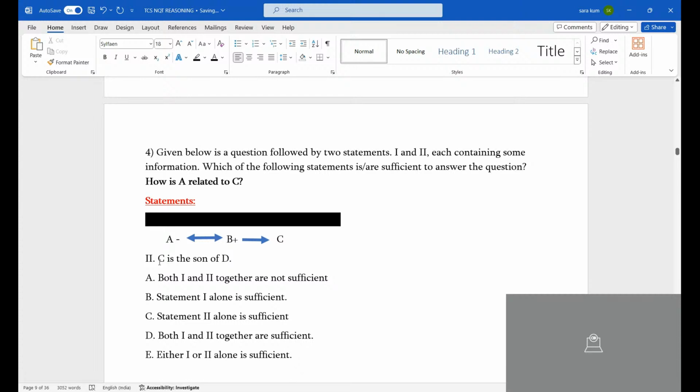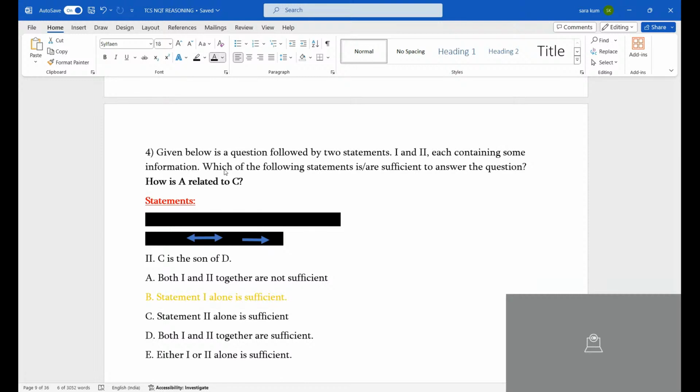So statement two: C is the son of D. Now here you must forget about one. That is the most important thing. Forget about what exists. Just see if this is sufficient. What do you think? C is the son of D. Is this sufficient for you to answer the question? No, right? Because there is no mention of A at all here. Do you see any mention of A here? So definitely this is not sufficient. So statement one alone is sufficient is the correct answer. Statement two alone is not sufficient. So I would choose this as the correct answer.